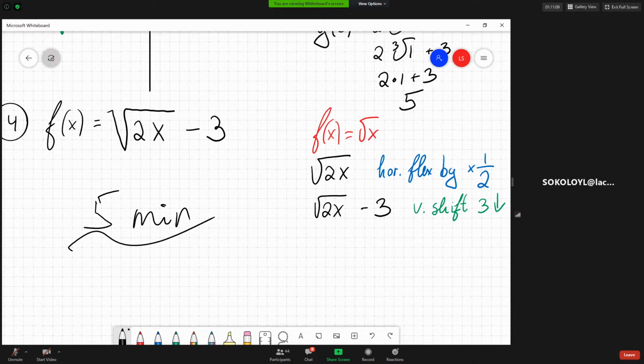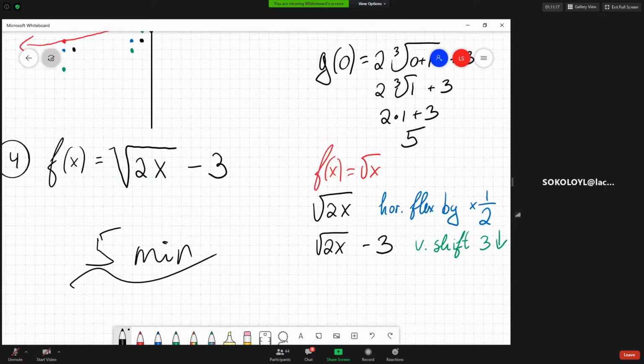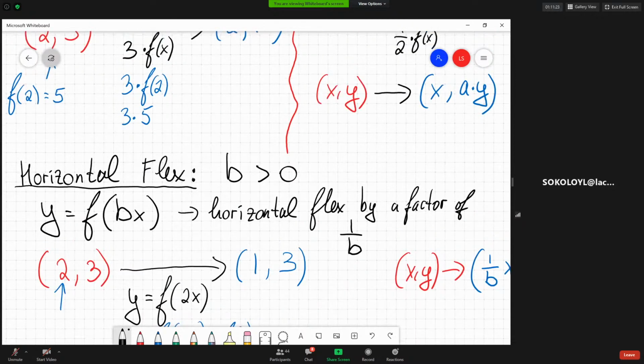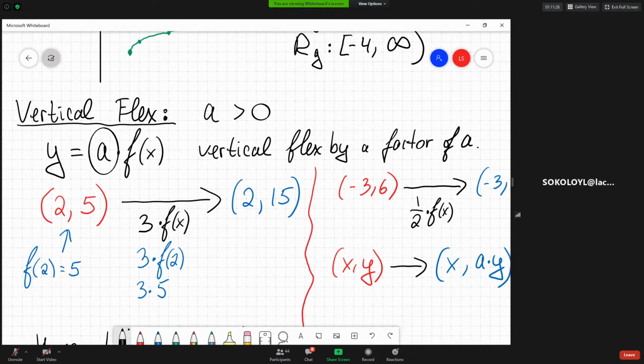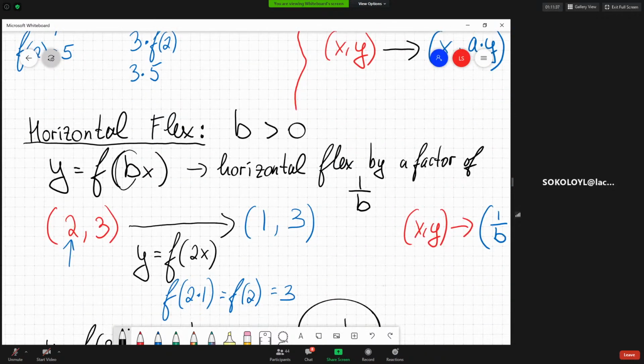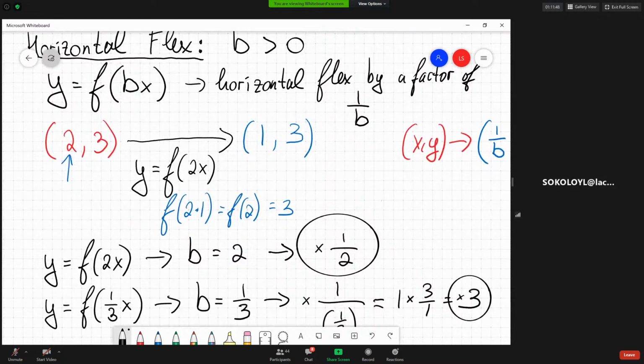All right, so let me address a couple of questions here. Somebody asked, how do we understand vertical flex or horizontal? That depends on where the coefficient is. For a vertical flex, the coefficient is outside of your function, a times the function, so it would be a times the absolute value or a times the cube root. Whereas for horizontal, the multiplier is inside the function, like the square root of 4x or the absolute value of 2x, as opposed to 2 times the absolute value of x. So that's how you tell apart vertical versus horizontal.